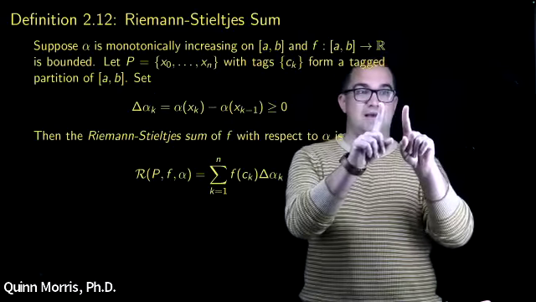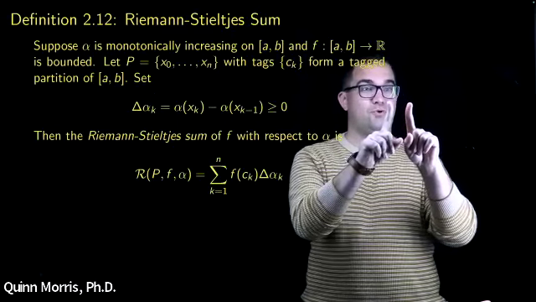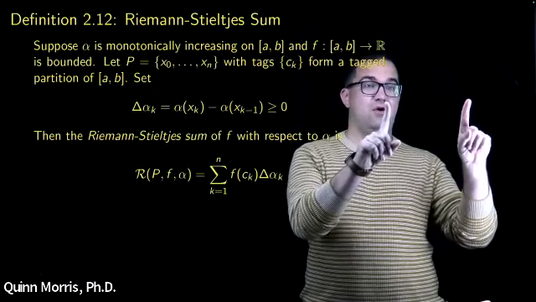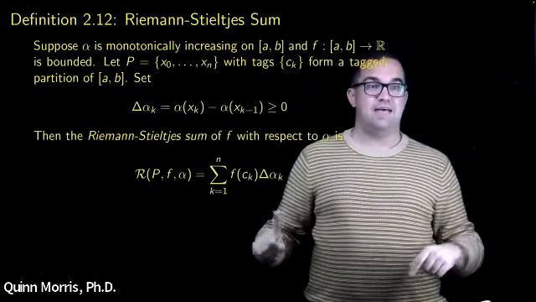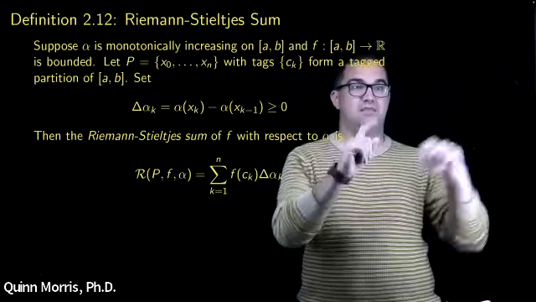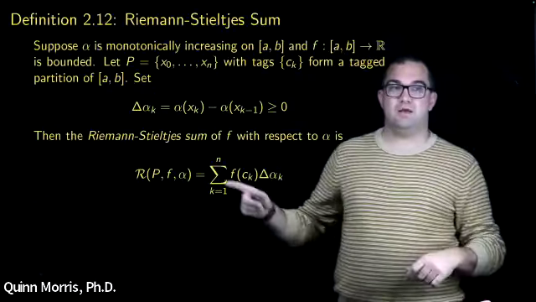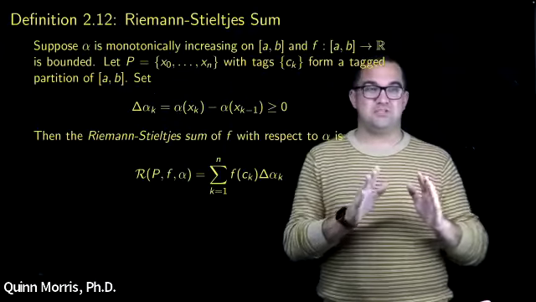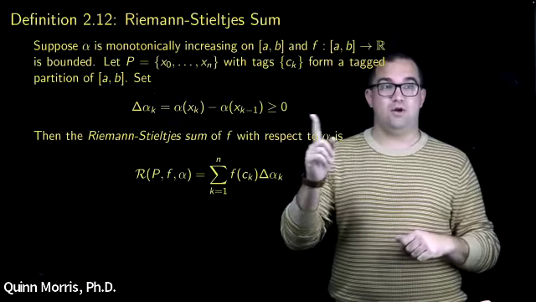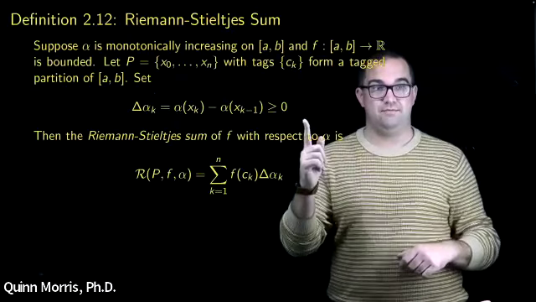So x sub k minus 1 and x sub k could be very close together, but once you transform by alpha, they could be further apart. And now you're weighting that function value a bit more because you're transforming the length of that partition. Okay, so from just writing down the definition, the only thing that's changing is this delta alpha k bit. All the delta x sub k stuff has been changed to delta alpha k.